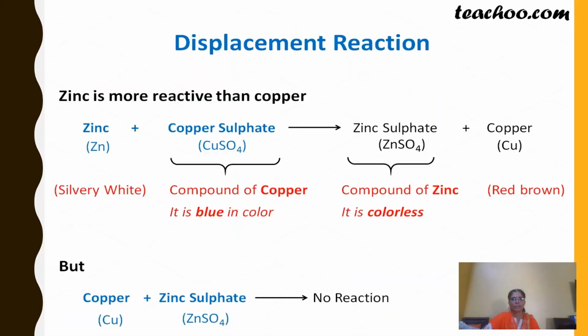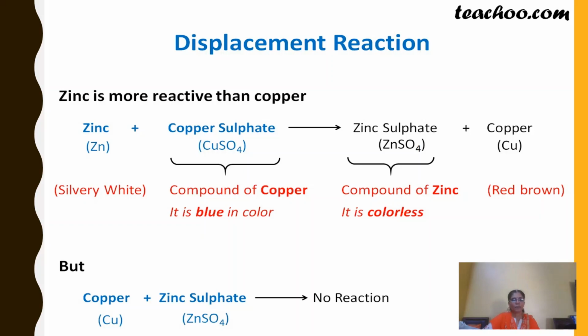This displacement reaction we can learn with one more example, that is zinc when it reacts with copper sulfate solution. Zinc is more reactive than copper. So when zinc is reacted with copper sulfate solution, it forms zinc sulfate. That is, it displaces copper from copper sulfate solution. So it forms zinc sulfate, and copper will be displaced separately.